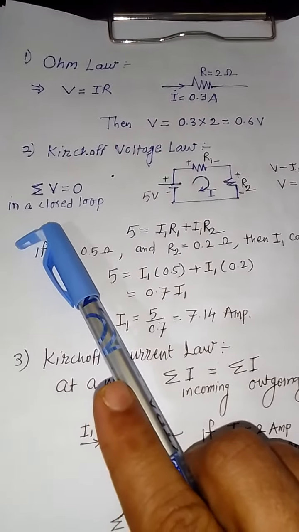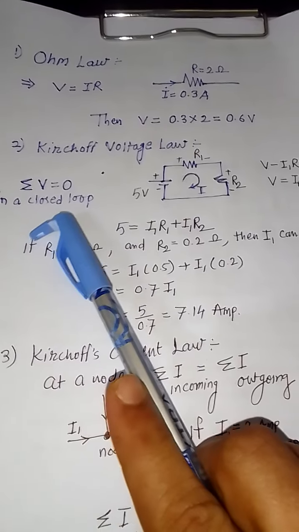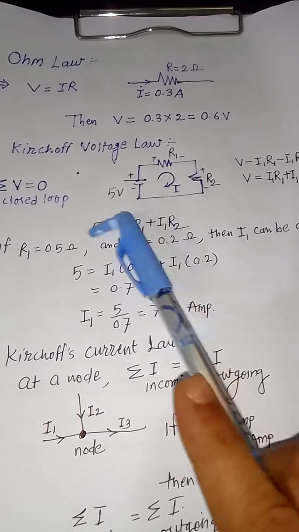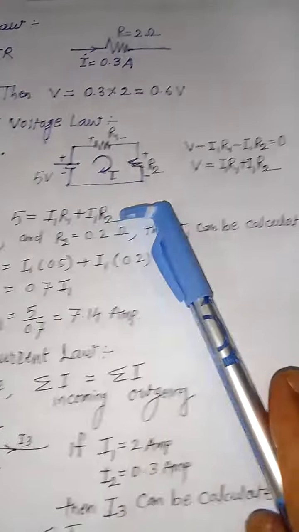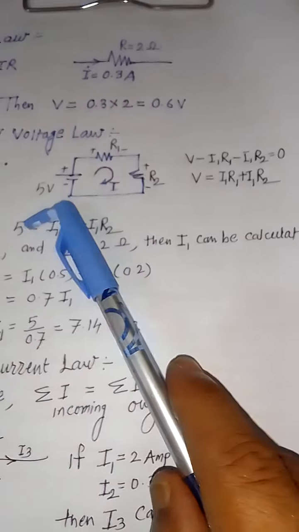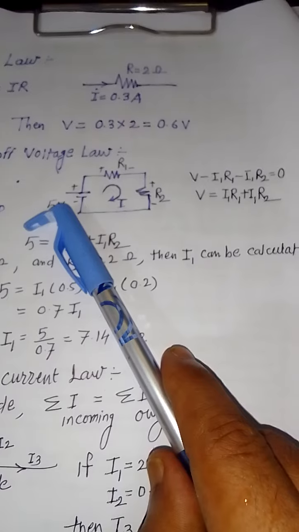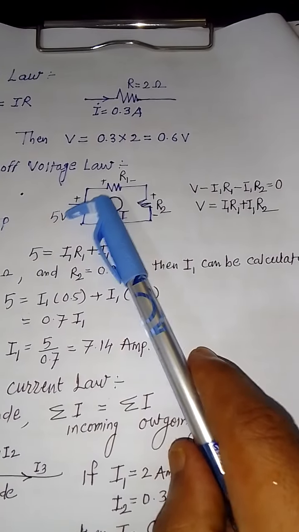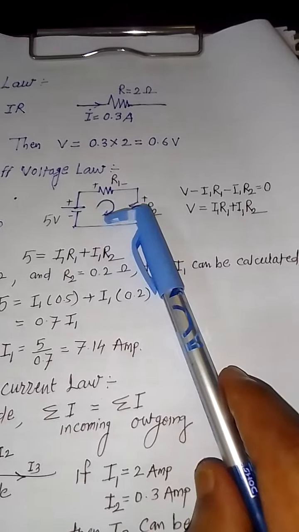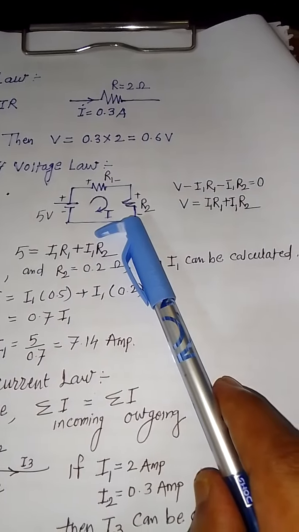Summation of voltage in a closed loop is equal to 0. Suppose this is a loop with a 5 volt source. Then summation of volts means: the source is taken as positive, plus 2, and the resistor drops are taken as negative.